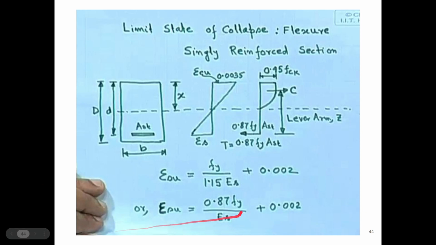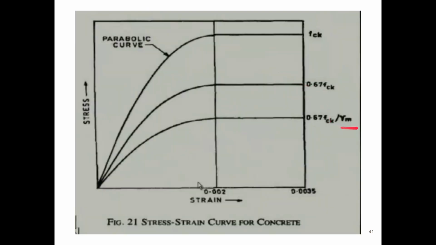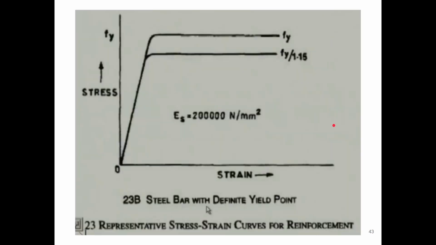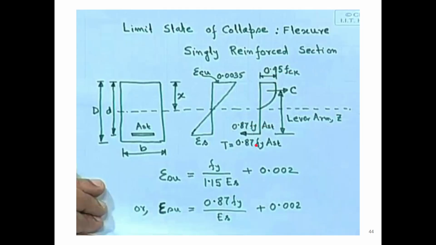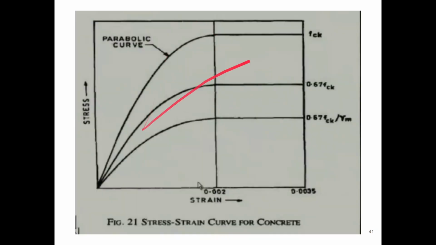Now if we see the limit state of collapse under flexure for a singly reinforced section, this value, as I told you, will come as 0.446 FCK, which is nothing but 0.45 FCK. So this is 0.45 FCK. As we discussed in this graph, the stress will be increasing up to 0.002, and after that it will be constant.